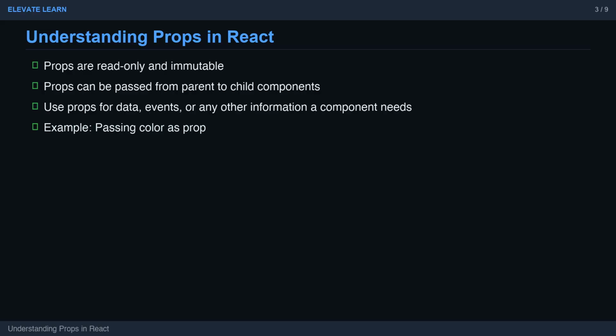They're read-only and immutable, which means once a prop is passed, it can't be changed from inside the child component. Think of them as a one-way data flow going from parent to child. For example, if your parent component needs to pass a color value down to its children, you simply define this in the props object. So, say we have a parent that passes a prop called color, and our child component can use it like so. This way, props are used for data, events, or any other information a component needs. It's all about passing down information to keep your components clean and focused.